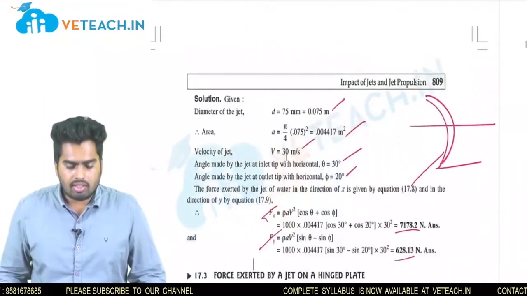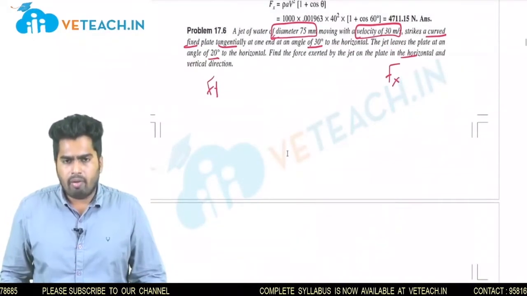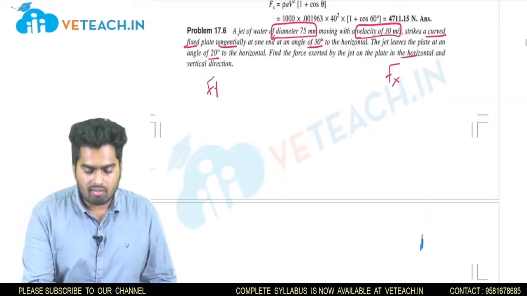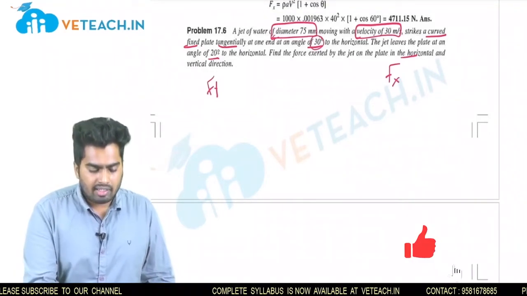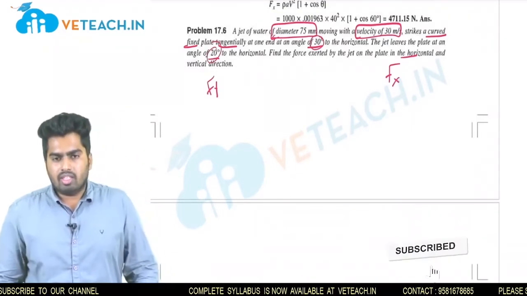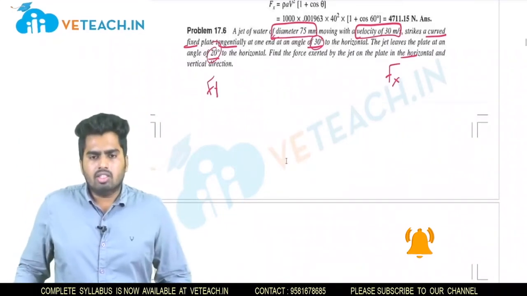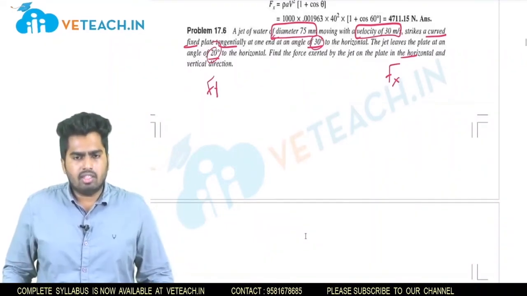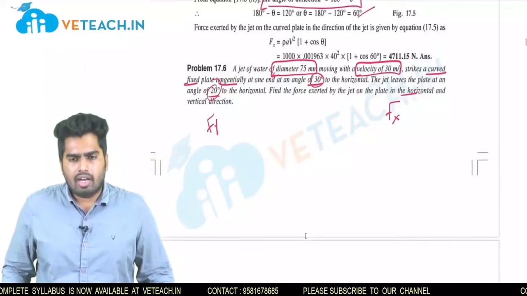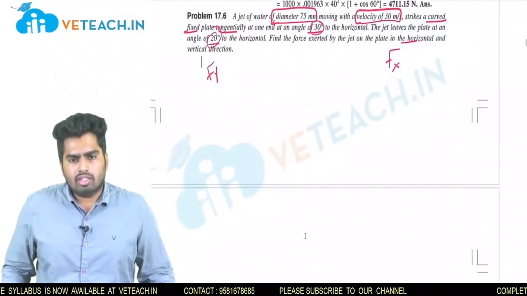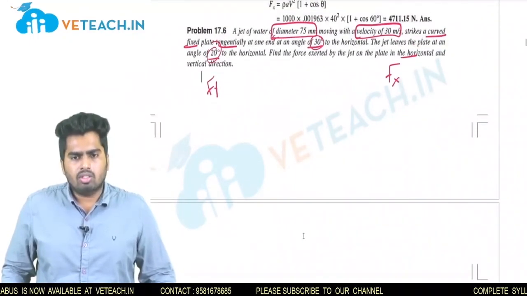In this question, he had not mentioned that the plate is unsymmetric, but by seeing that the entry angle and the exit angle are not the same, we can assume this plate is an unsymmetric plate. So till now we have covered some numericals on the curved plate and flat plate in stationary position. In the next topic we will continue with the moving plates.